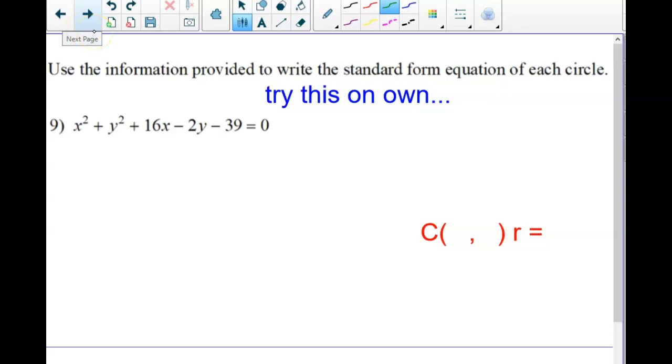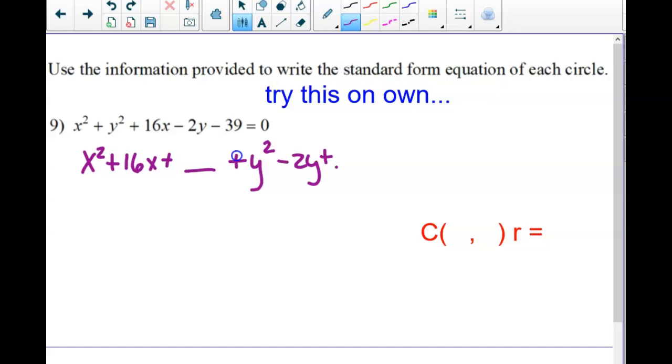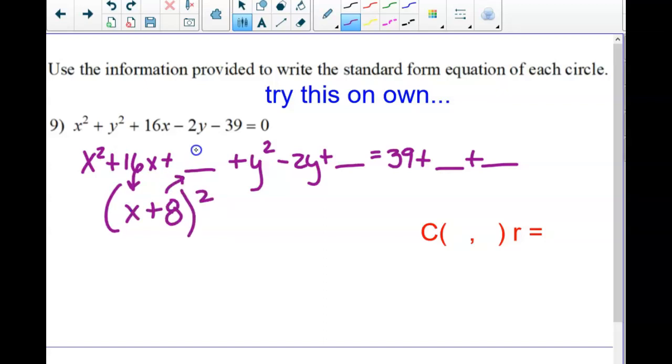One more. Try number 9 on your own. I'm actually going to stop the video and see if anybody has questions. So how do we do? Did you get 9 done at least? Okay, so this one, half of positive 16 would be positive 8. And then when we square it to put it in the blank, we'd get 64. Because, guys, the whole point now is that this would factor x plus 8, x plus 8.